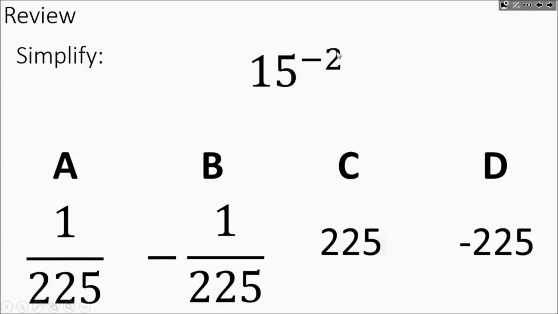Negative exponent, it's immediately going to be 1 over something. And once we've addressed the 1 over, it's just 15 to the second, so it's going to be A. Negative exponents don't make answers negative. If the base was negative, it might have been negative. That's where you have to be real careful.